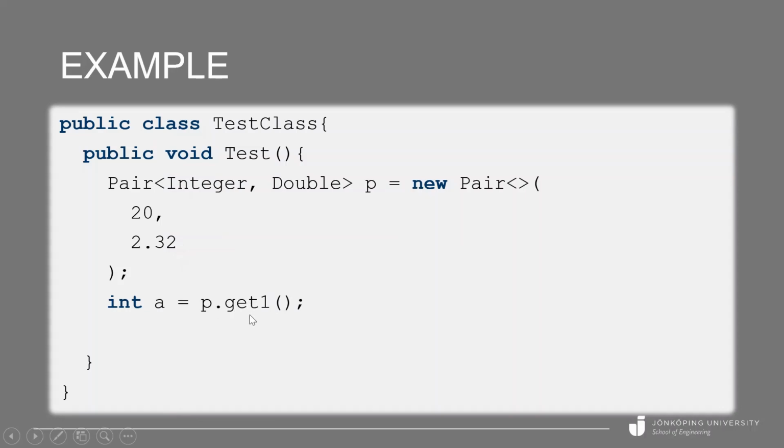And then here, when we call p.get1, we actually get back that integer object that Java created for us. But Java will see that we expect to get an int value here, so it will automatically unbox this integer object for us. And it's the same thing with a double down here.